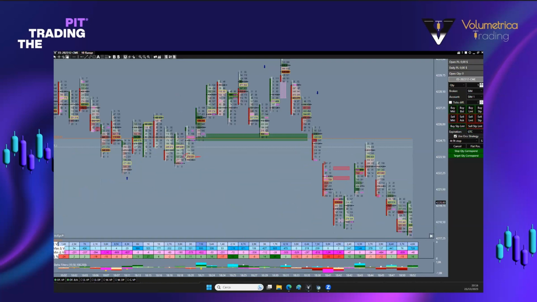Okay, let's get this level. We have a total of 575 contracts traded at this price. 374 sold aggressively at the price level, and 201 bought aggressively at the price level. Okay.